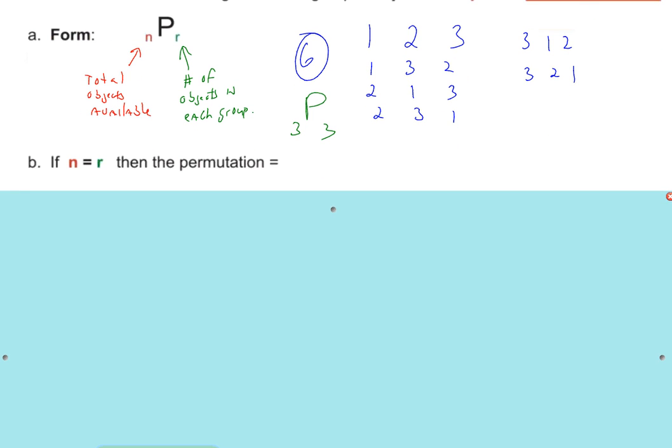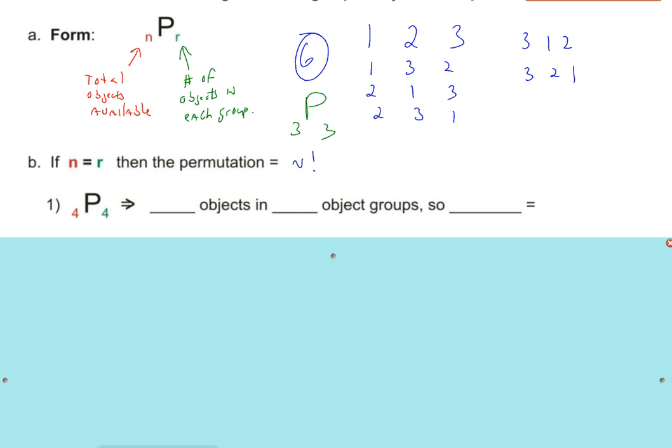All right. Here's one thing about a permutation. If the total number of objects equals the objects in each group, you can take a shortcut. The answer to the permutation will just be n factorial. It'll just be n factorial. So this is a shortcut because the total number of objects equals the number in each group. So let me show you what I mean.